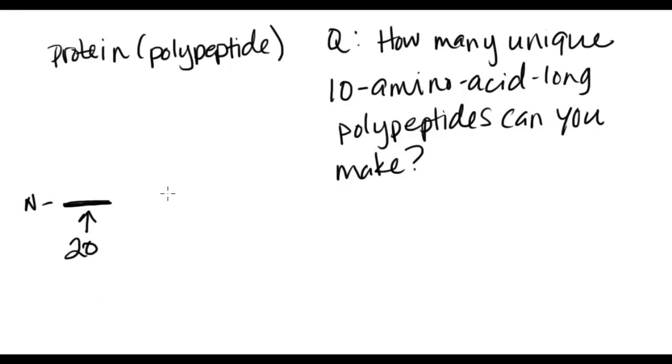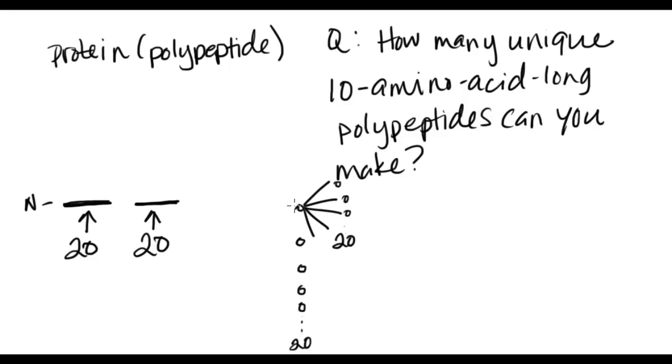And then for the second amino acid, how many options do we have? Well, we still have 20 because we have 20 amino acids. So a little picture of this could be that you have the 20 possible starts lined up, so all the way to 20 of these. And for each of them, we have 20 possibilities. So 20 times 20. And that's just for 2.